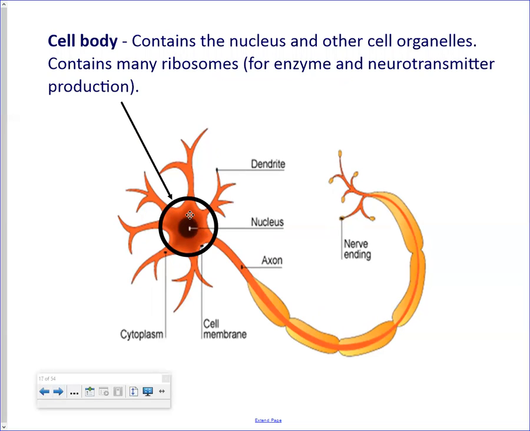The cell body itself is a lot like a normal cell. It's got a nucleus, which does what a nucleus does, contains the DNA. You know what DNA does. It also contains other organelles as well. In particular, it has quite a large number of ribosomes for making the chemicals that we talked about earlier, the neurotransmitters, and also for making enzymes. So you know that neurotransmitters are made of, fill in the gap, protein, because they're made at the ribosomes. So that's the cell body. We've got our dendrites bringing the impulses in to the cell body, and then the cell body contains the nucleus and ribosomes and other organelles.